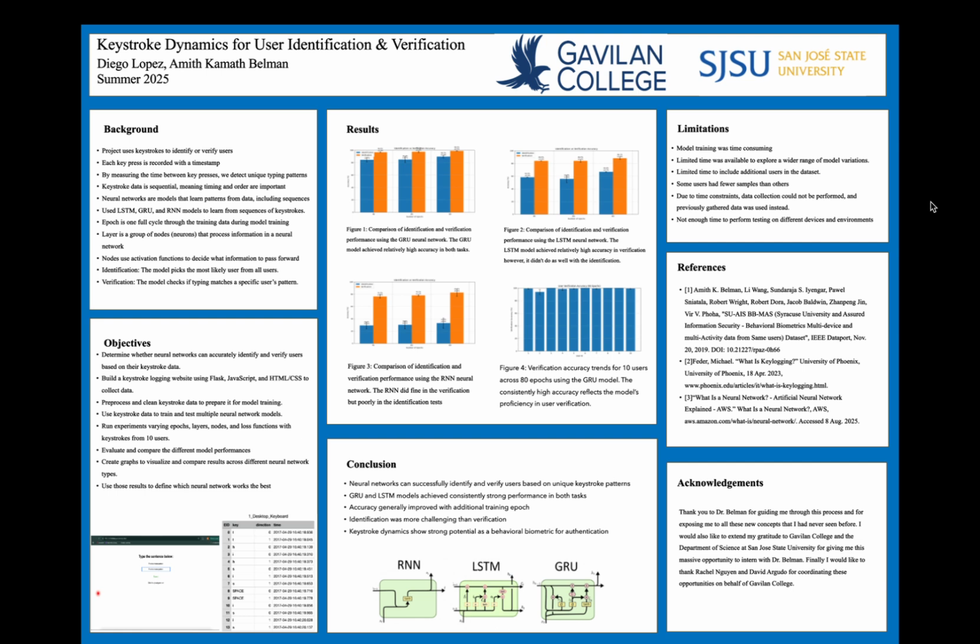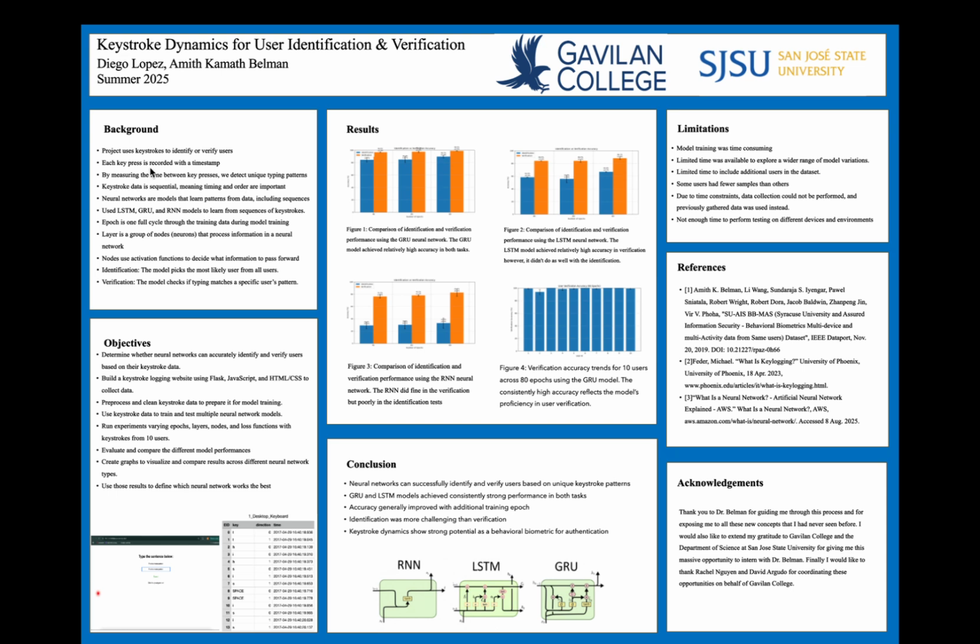These neural networks have various parameters that you can decide, such as epochs, which is one full cycle through the training data during model training. It has layers, which is a group of nodes that process information in the neural network. Then the nodes use activation functions to decide what information to pass forward. And then the two types of problems we were working with in this project were identification, which is when the model picks the most likely user the data belongs to, and then verification, which is where the model checks if the typing matches a specific user's pattern.